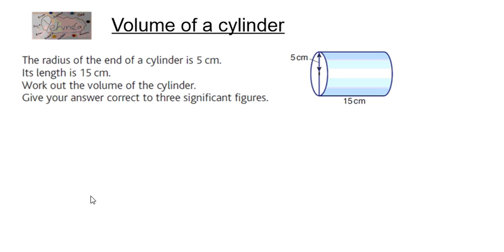Okay, so here's a question. The radius of the end of a cylinder is this, the length is this. Work out the volume. Okay, so the formula for finding volume of a cylinder, volume is pi r squared h.